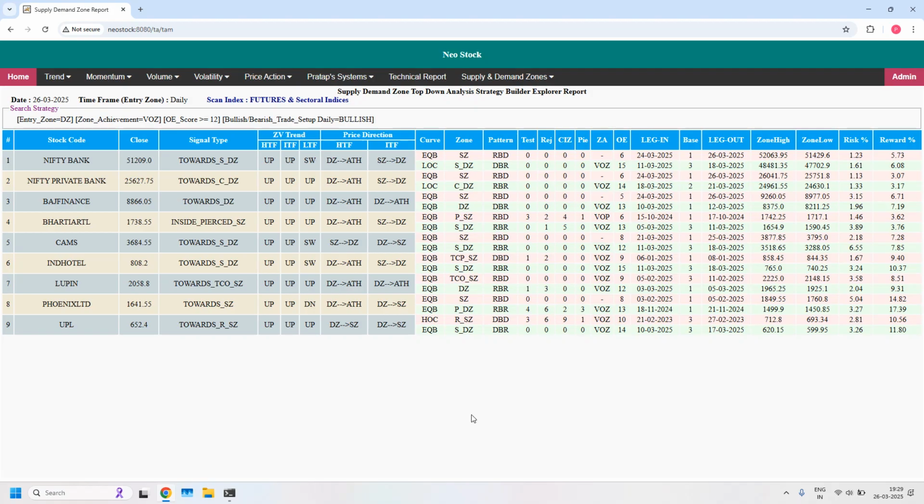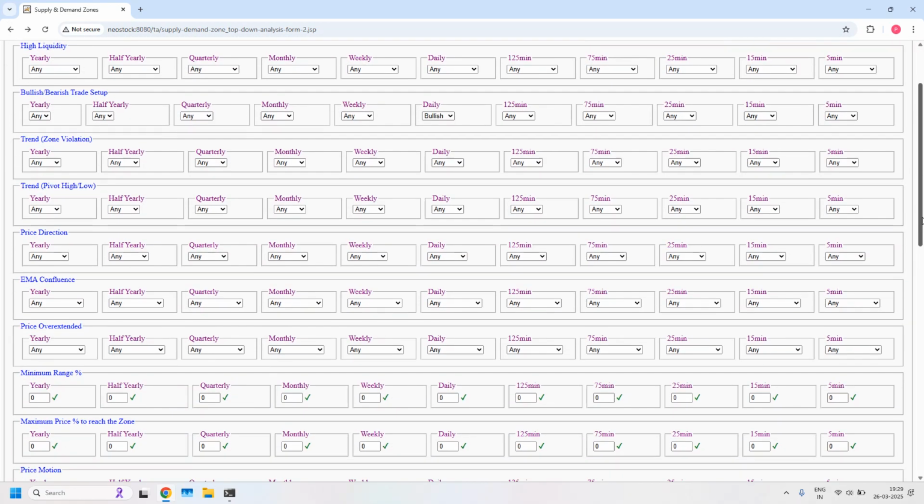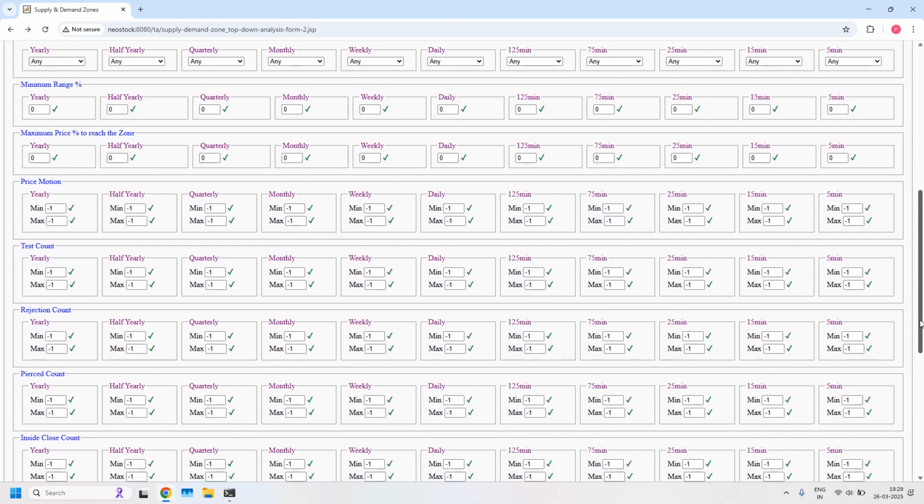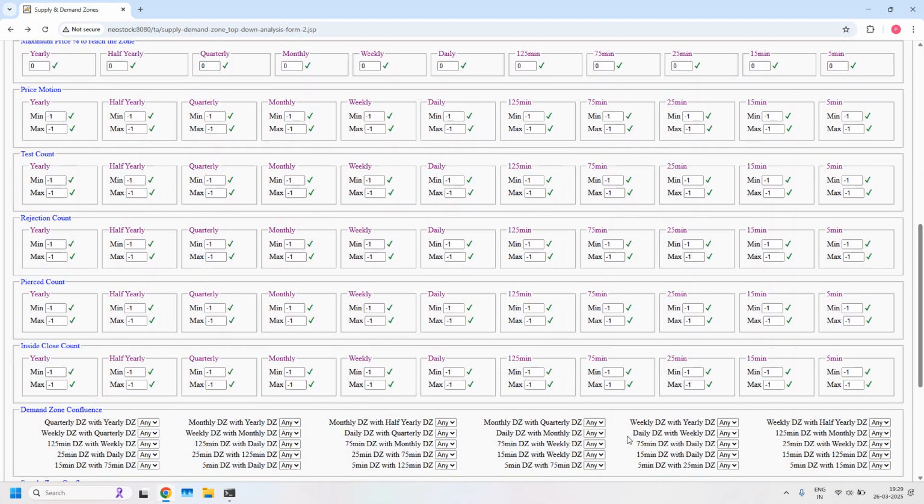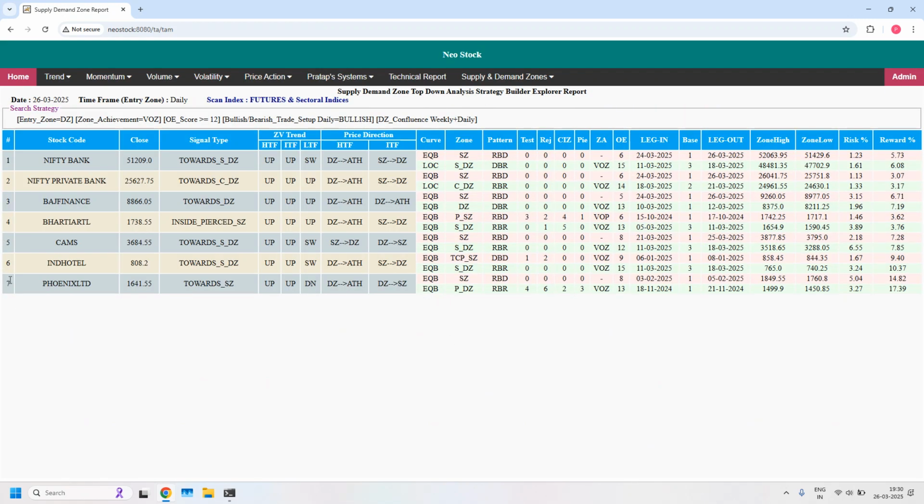So first filter is LTF ITF demand zone confluence. That is, the daily demand zone should overlap with the weekly demand zone. So this is what we are selecting, daily demand zone overlap with weekly demand zone, zone confluence. With this filter, out of 9, we got 7 stocks.